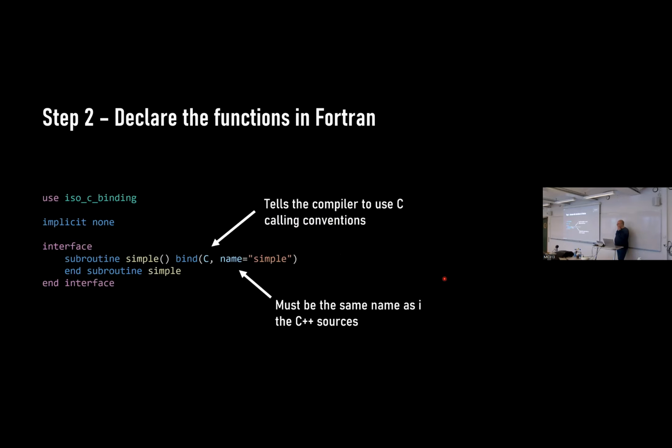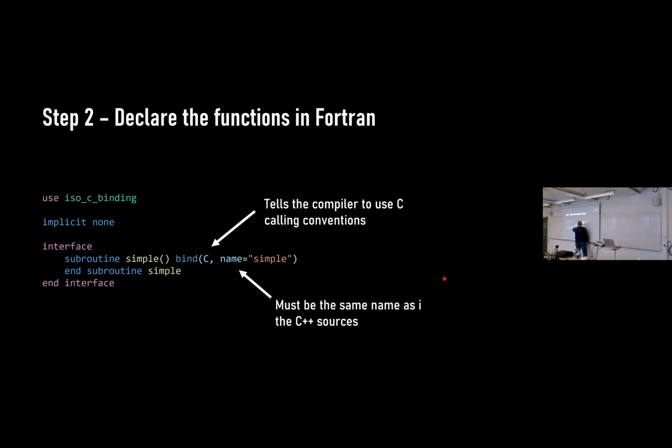So the next step is that you have to go into Fortran. I will always do that. I put this ISO C binding directly here. Then you create an interface section here. Basically, you tell it this is a routine, I'm expecting a routine to look in a certain way. Then you do subroutine simple. This is the name of my C++ function. And here comes the extra stuff.